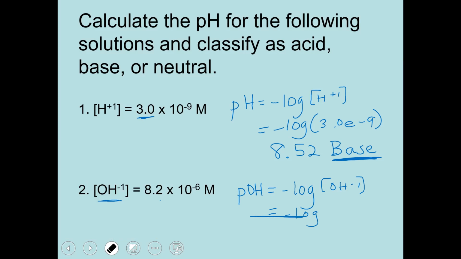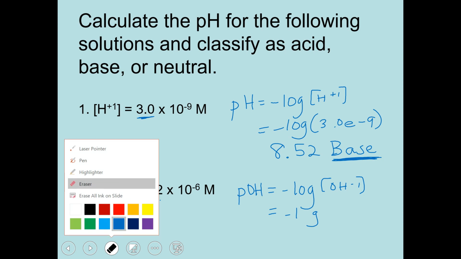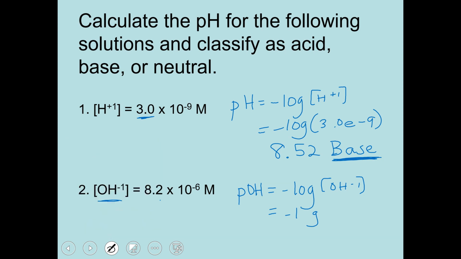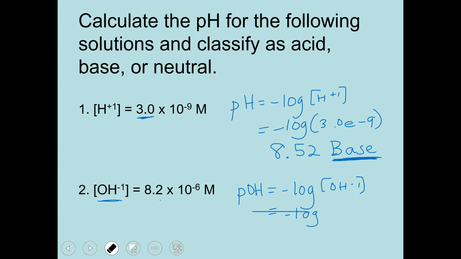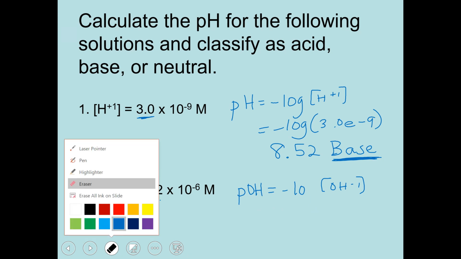When we take the negative log, my goodness, for some reason, I just can't seem to get this right. I'm starting over here.